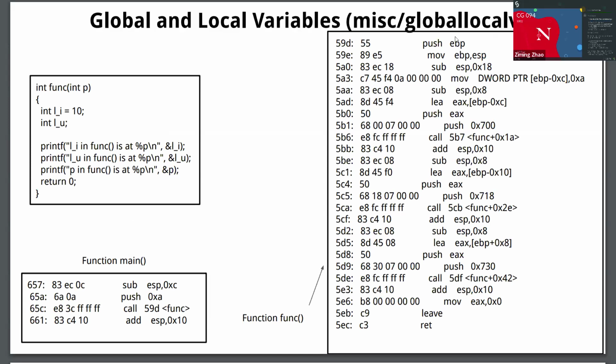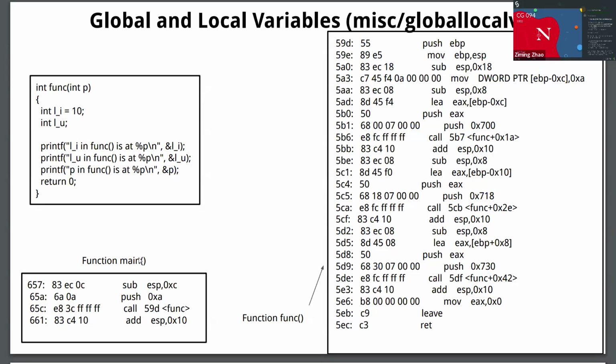So this is the same global local variable program. Does the compiler know how much stack space is going to be required for local variables? Yes.